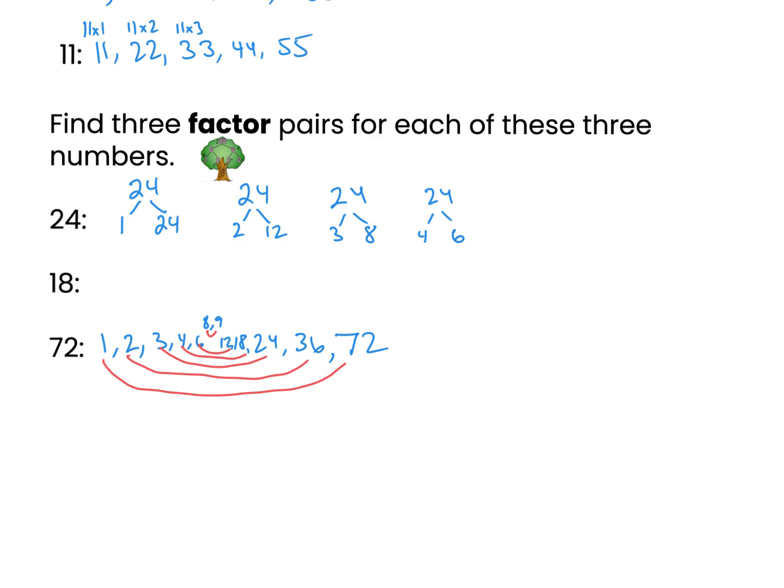All right, so 3 possible factor pairs for 18 would be 1 and 18, 2 and 9, and then 3 and 6.